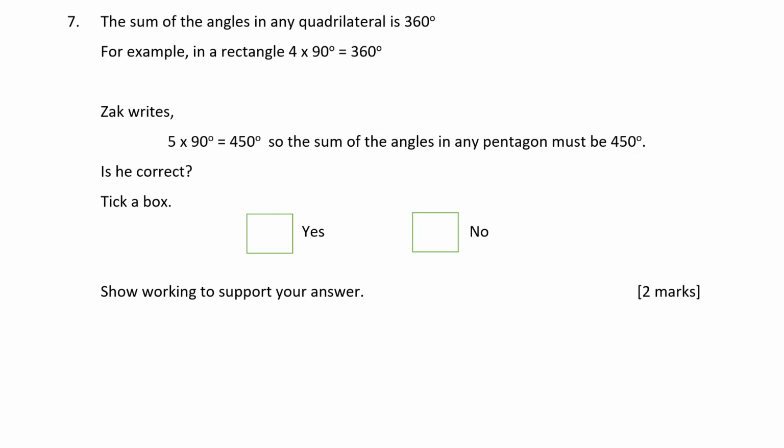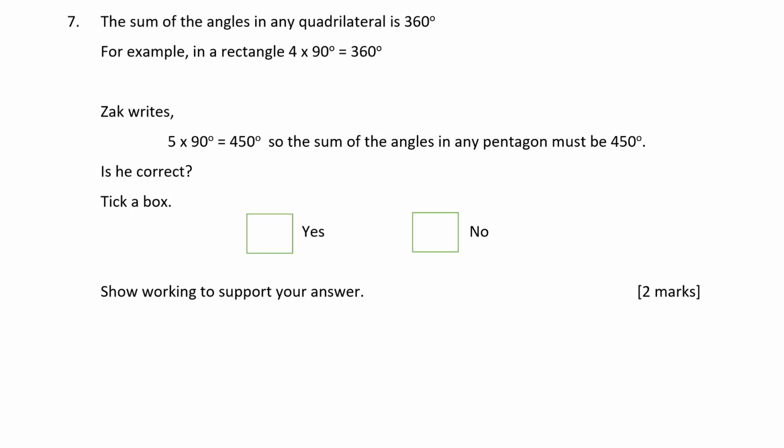Question 7. The sum of the angles in any quadrilateral is 360 degrees. So for example, in a rectangle, 4 times 90 is 360. Zach writes 5 times 90 is 450 degrees. So the sum of the angles in any pentagon must be 450. Is he correct? Tick a box.